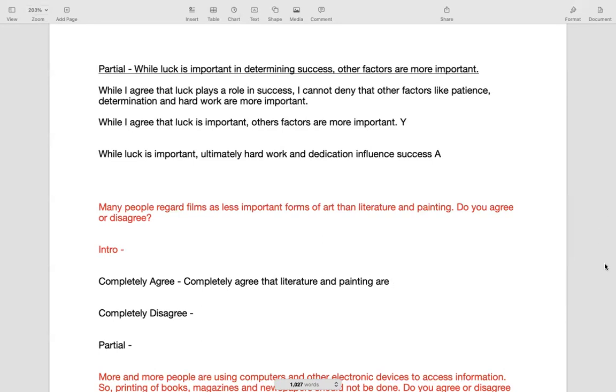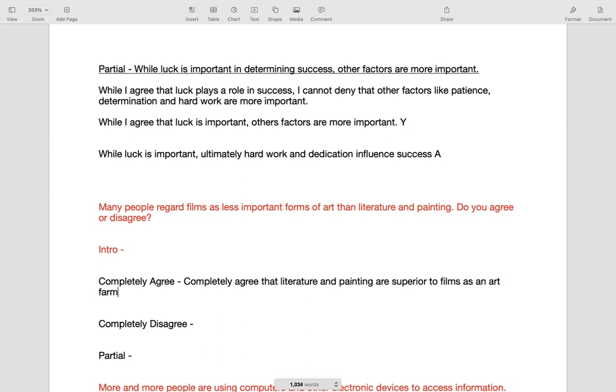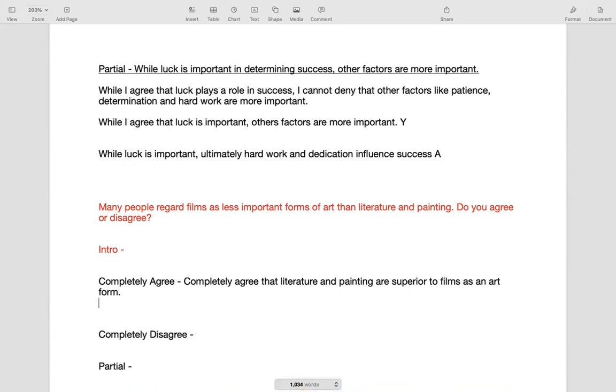Okay. What do we call Chinese products? Are they bad or good? What do we consider them? We use a word for Chinese products, which is a bad word. I want the opposite of that. Superior. We call them inferior. We call Chinese products inferior products because they're bad in quality or they're not up to the mark. So I completely agree that literature and painting are superior to films as an art form.